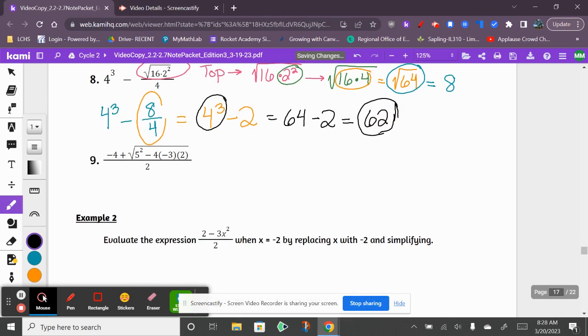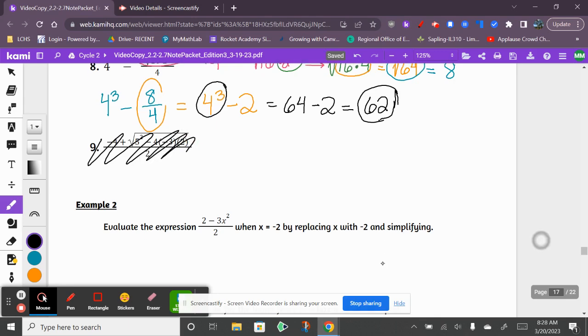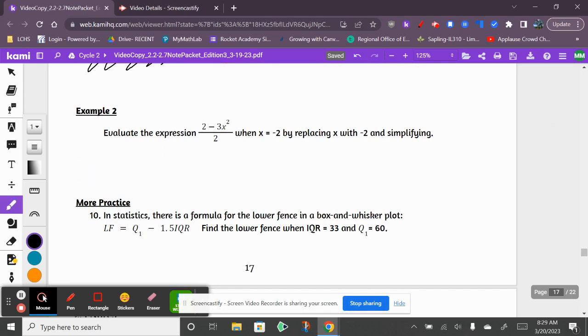We will not deal with any that are like number 9. For these ones, you're just going to plug in values. So for example 2, it says evaluate the expression 2 minus 3x squared, all over 2. And just so we don't get confused, we're going to use x equals -5. So you will replace the x with a -5 in your equation.